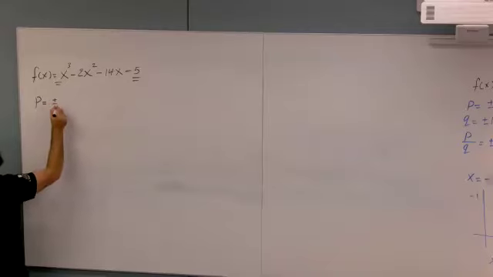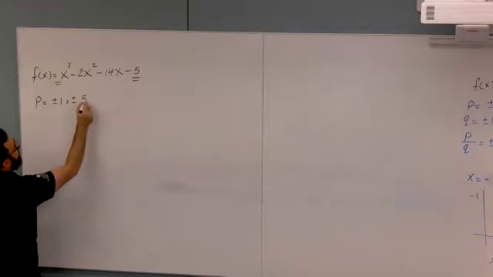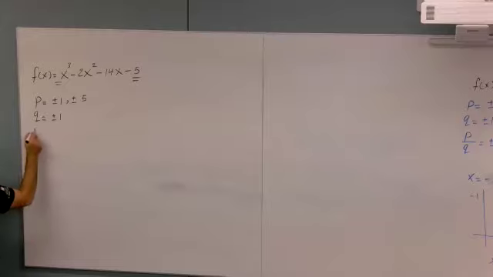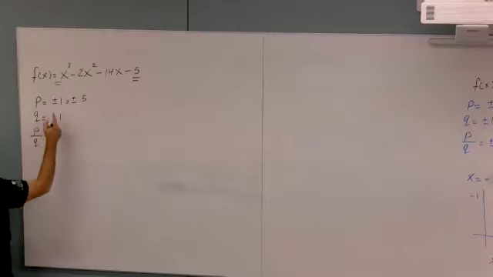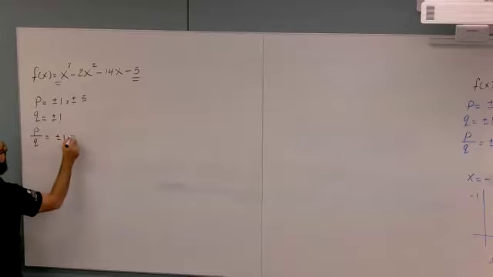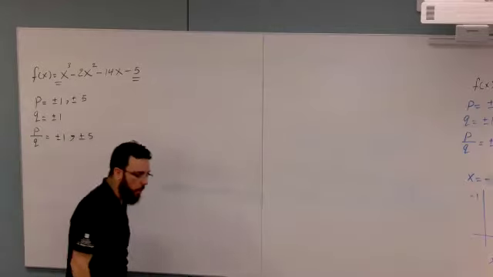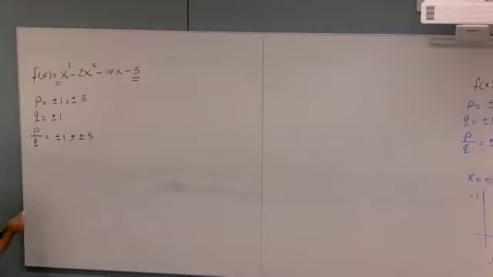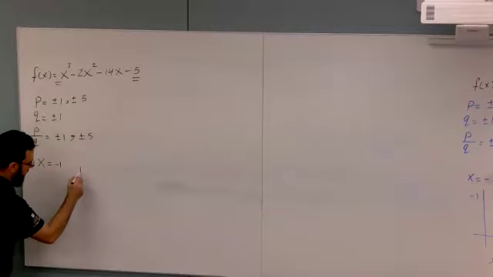-5. The factors of -5 are plus or minus 1 and plus or minus 5. Q equals 1, so just plus or minus 1. So P over Q, the possible zeros, is going to be plus or minus 1, plus or minus 5. That's it. We have 4 possible zeros. Which one are you going to start with? Let's start with -1.